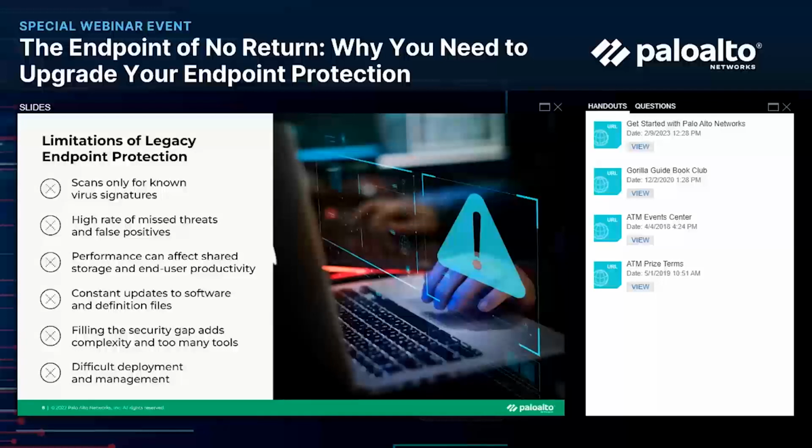Too many tools and the difficulty to manage them not only further burdens teams, but also adds gaps in coverage, when seemingly the strategy is just to do the opposite. Advanced endpoint security solutions, today's more modern security solutions, use machine learning and behavioral analysis to offer far more sophisticated protection than the traditional solutions.